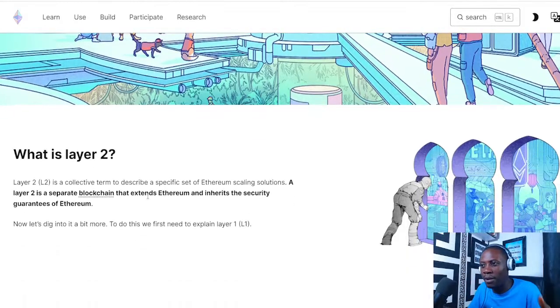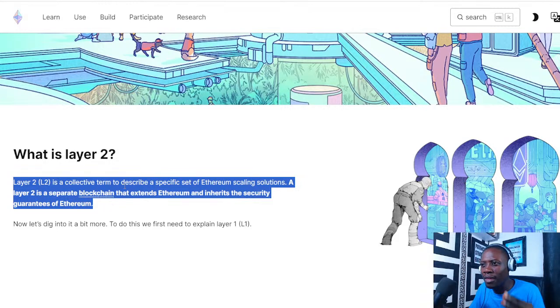So this is the best definition of layer 2 in the Ethereum Foundation's words. Layer 2 is a collective term to describe a specific set of Ethereum scaling solutions. A layer 2 is a separate blockchain that extends Ethereum and inherits the security guarantees of Ethereum. So this is what layer 2s are in simple terms, all right? So Ethereum is very secure, and it's also very decentralized, but it's not scalable.